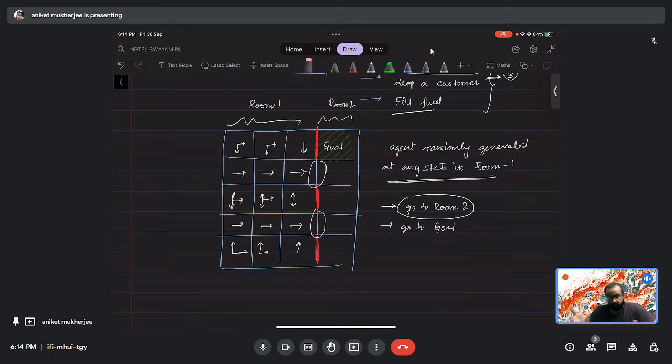But this is not the whole problem. You're not yet reaching the goal. The sub problem that you're trying to solve is going to room 2 from room 1 using just the 2 doors, avoiding the obstacle. Now, once you are in room 2, the optimal policy would be to go up, and you'll reach the goal.